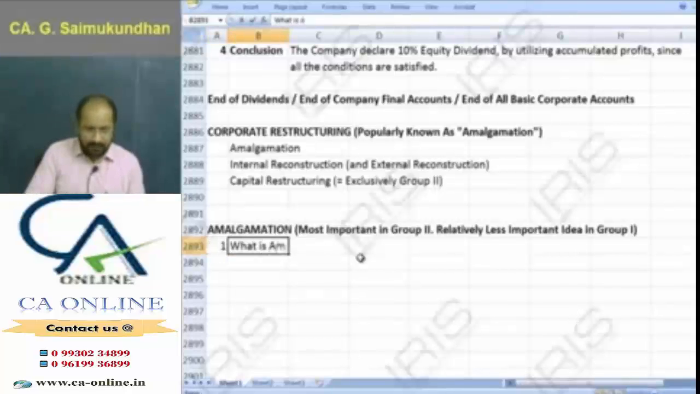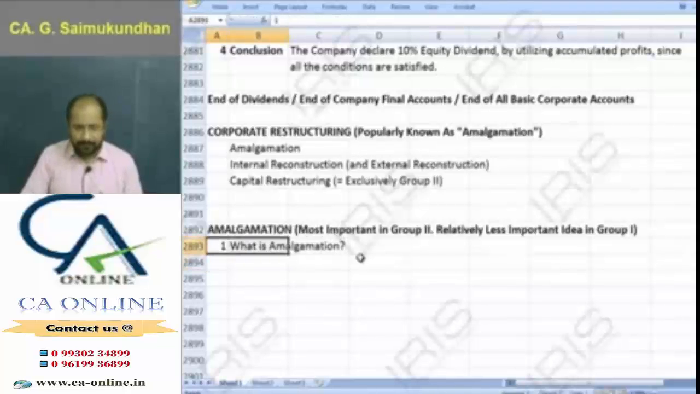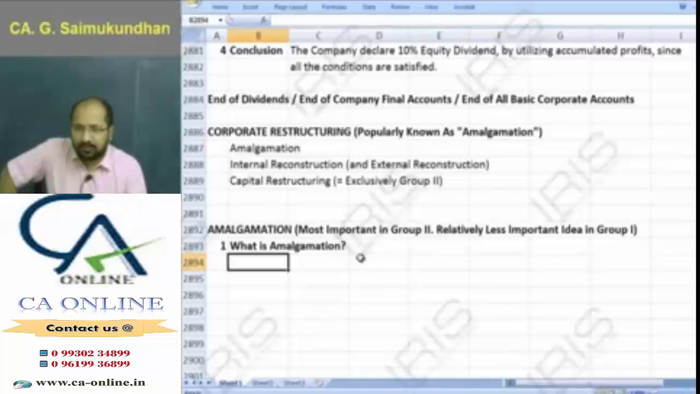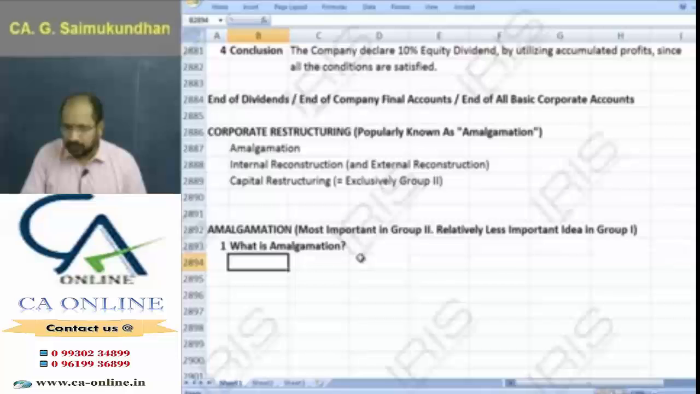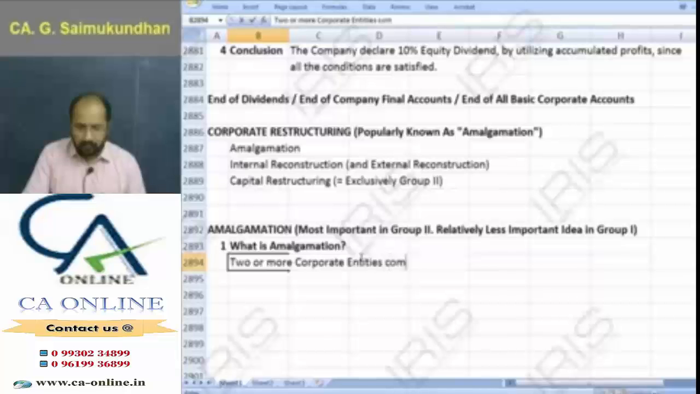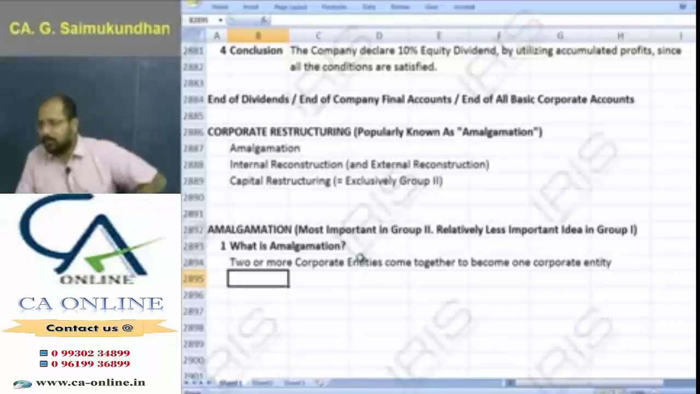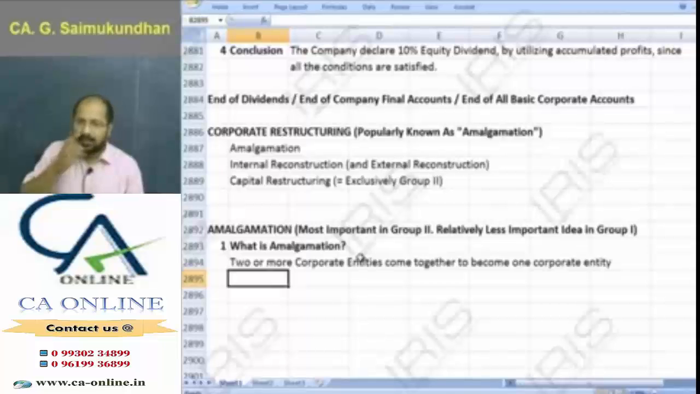What is amalgamation? What exactly is an amalgamation all about? Corporate entities. Two or more entities will become one. That is what we call an amalgamation.